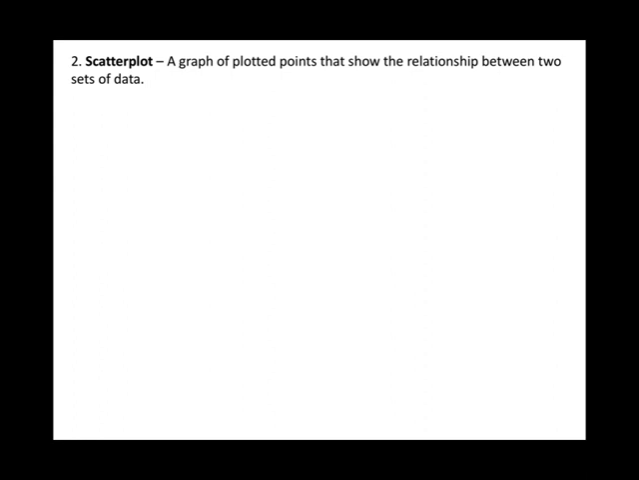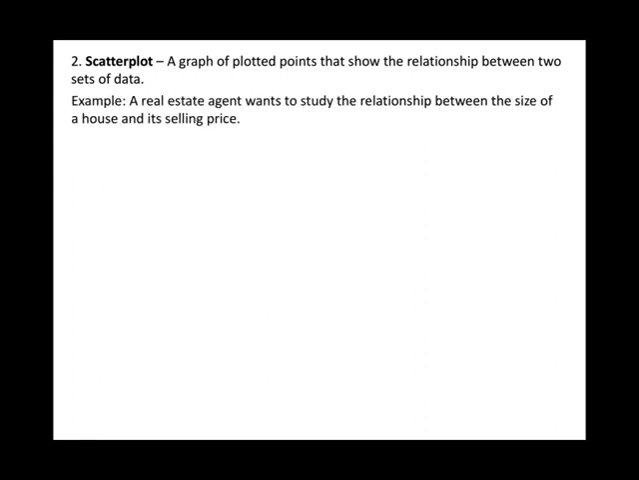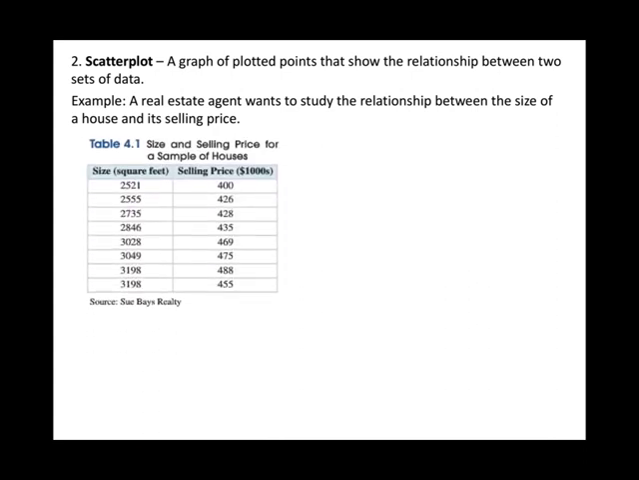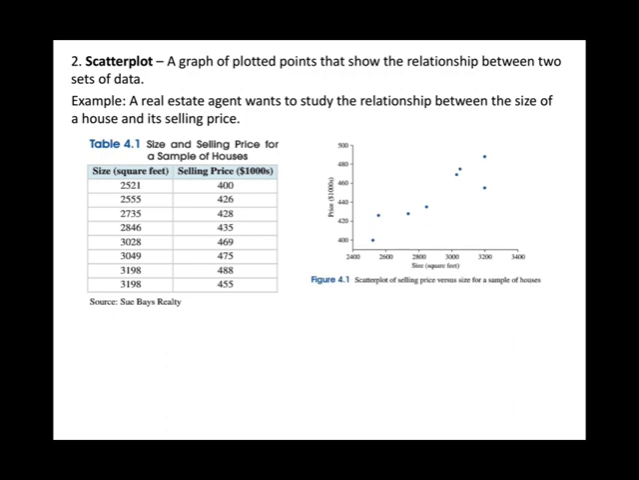Okay, number 2, scatter plot. A graph of plot points that show the relationship between two sets of data. For example, a real estate agent wants to study the relationship between the size of a house and its selling price. I have the data about the size and the selling price of the house. To construct a scatter plot, I use the size of the house as the x-axis and the selling price of the house as the y-axis. So for the first data, the house is 2,521 square feet and it sells for 400,000. So this is how I get the first dot here.